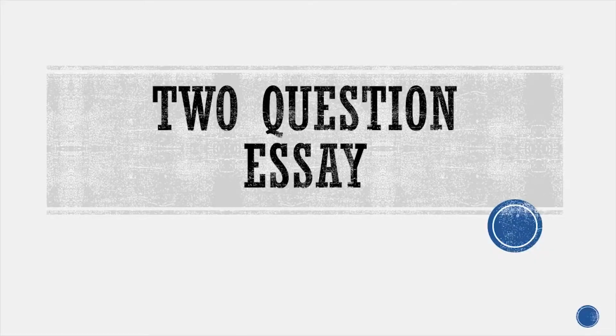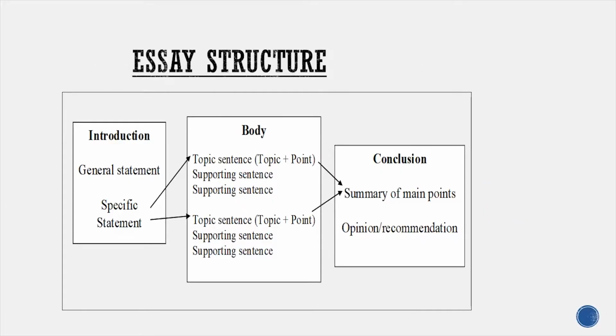This video teaches you the structure for a 2 question essay. As with all IELTS essays, there are 3 main parts to the essay: the introduction, the body and the conclusion. Looking on the left at the introduction, it starts with a general statement. This paraphrases the topic we're given. Then, the specific statement addresses the question or questions that are asked. This specific statement tells the reader what the essay is about.